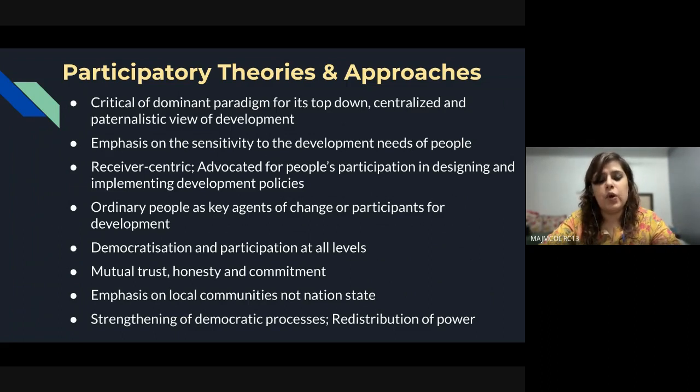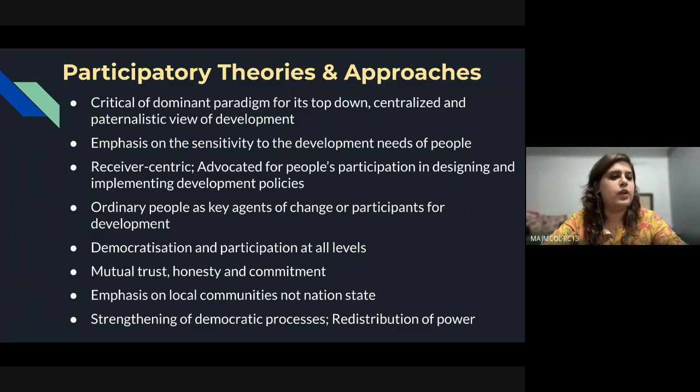It emphasized how people should be empowered from within, and be given the power to make decisions with the kind of resources that they need to develop, which will lead towards development of the society in a wholesome manner. Therefore, the center of attraction of the participatory theory and approaches was the receiver. It emphasized people's participation in designing as well as implementing the models and policies of development. Therefore, ordinary people were the key agents for change as well as the participants for development.